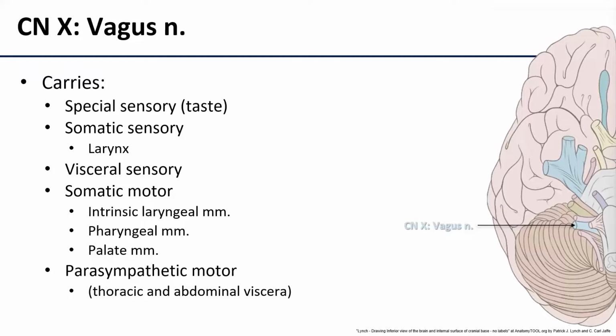And now for the true overachiever of the cranial nerve crowd. Cranial nerve number 10, or the vagus nerve, carries a little bit of everything. Its somatic targets are primarily in the pharynx and larynx, but its parasympathetic fibers extend all the way down into the thorax and abdomen and innervate the viscera there.